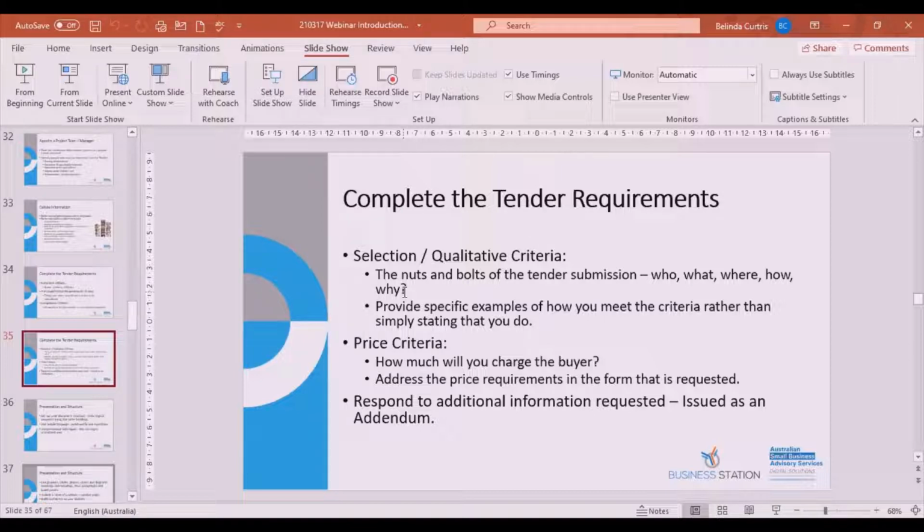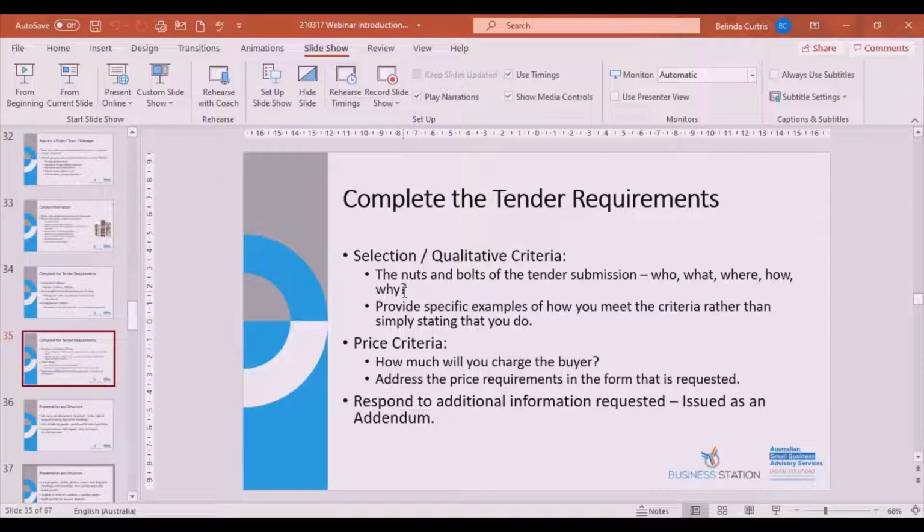So the types of addendums that could be issued would be, say, after a briefing session, they'll respond to all the questions that were asked. An individual prospective tenderer may ask a question, and then they'll release the information and answer to all the prospective bidders. There could be some additional information come to hand about the tender itself.